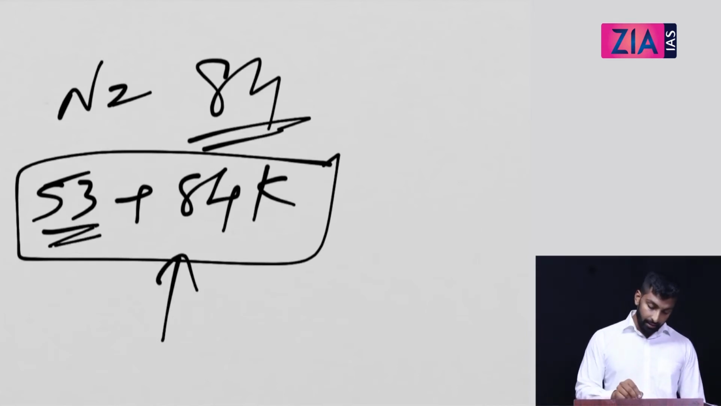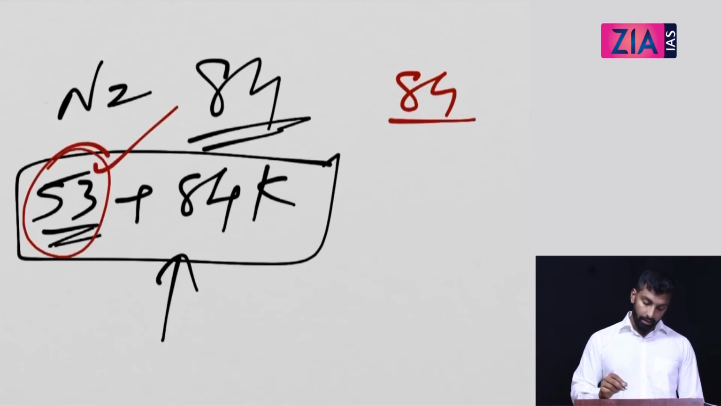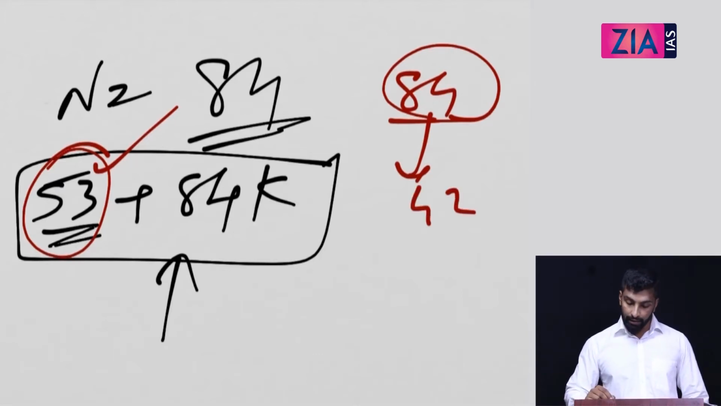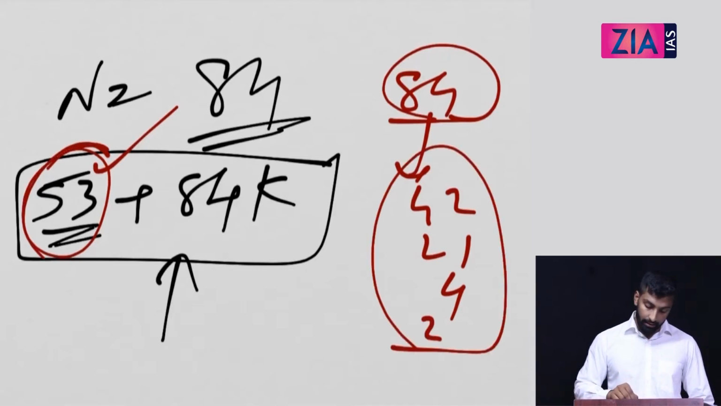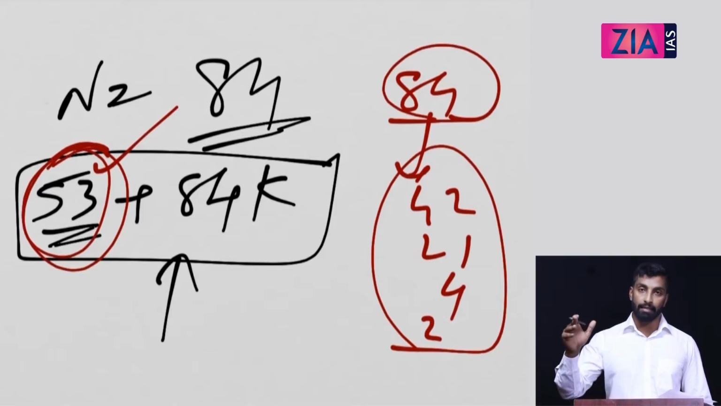So if the question is about dividing the number by 84, the answer is based on the first number only, or any number which is related to 84 in terms of factors. Any factor of 84 can also be asked here. It can be 42, 21, 4, 2, or whatever it is, you can find the answer based on this first term itself. Because if you can find the remainder for the first term, the same will be the remainder in all cases.